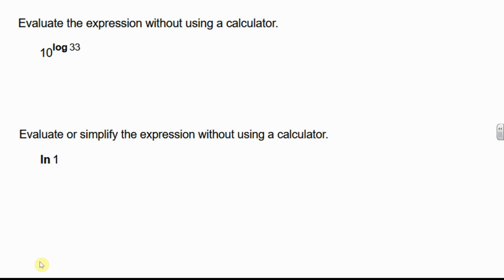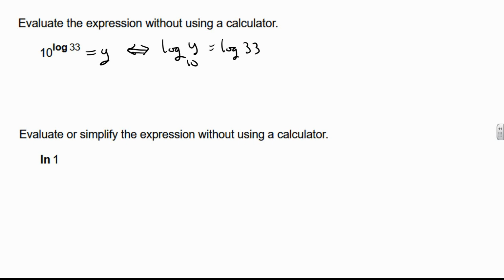This is an exponential form. I'm going to write it as such, this is equal to y. Based on the definition, I'm going to put this in log form. So this becomes log base 10 of y is equal to log of 33. My question now is, what is y equal to?